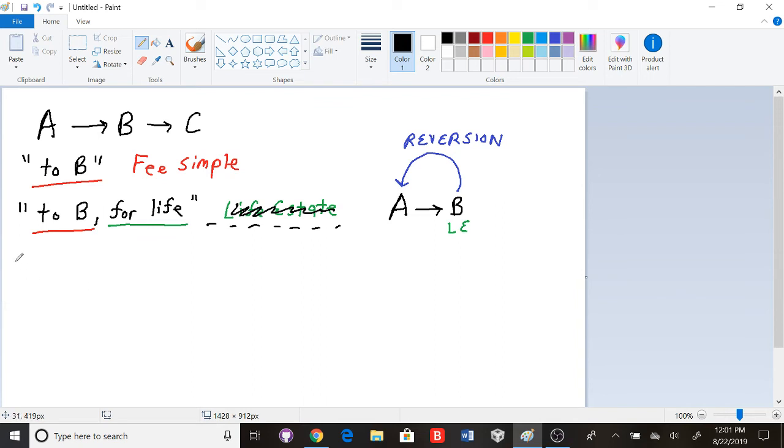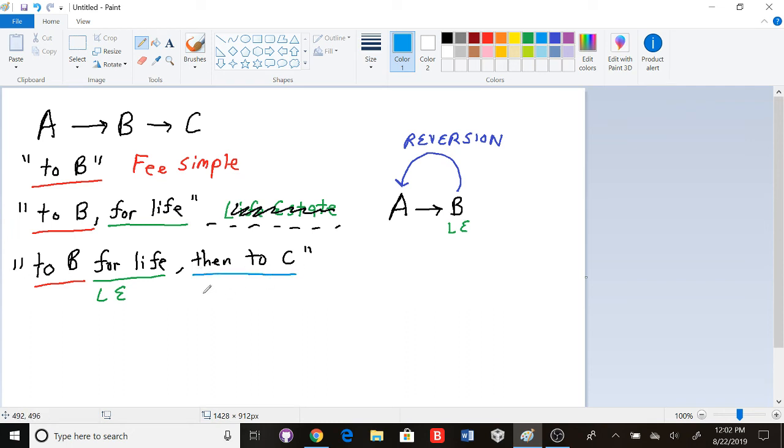Now let's say there is further language. So let's look at this. To B, for life, then to C. All right, I'm going to go back, just highlight everything, to B, for life. So we know that B has a life estate. And then to C. Well, what is C's interest? I'm going to put this in blue. C has what we call a remainder.